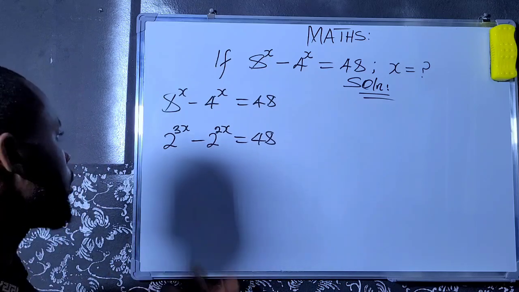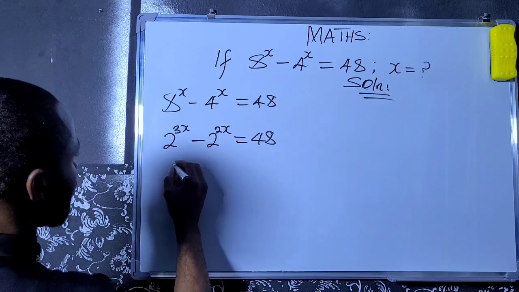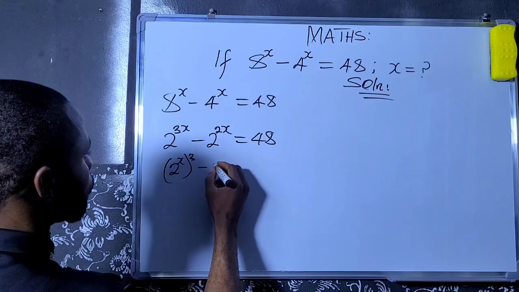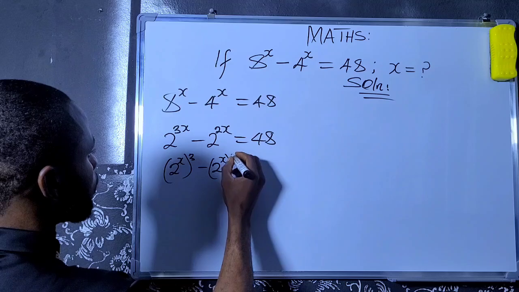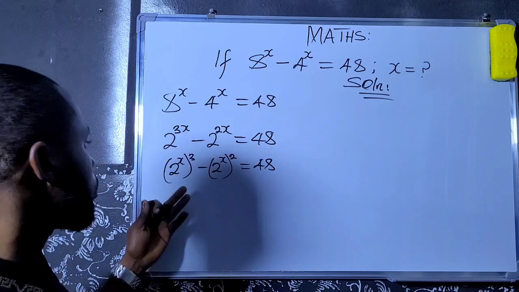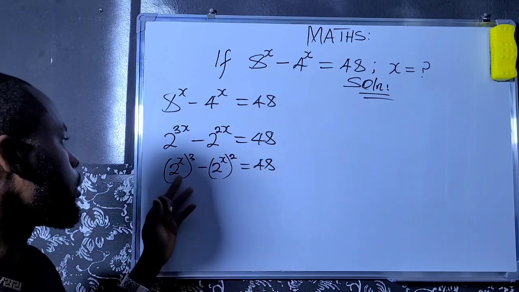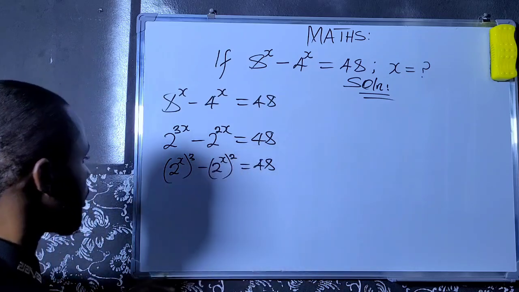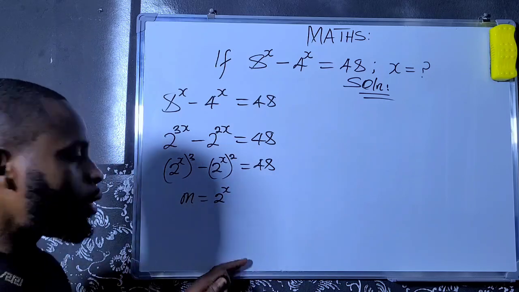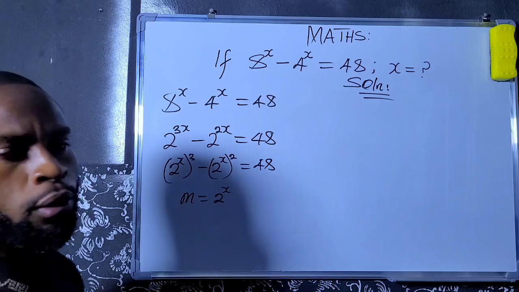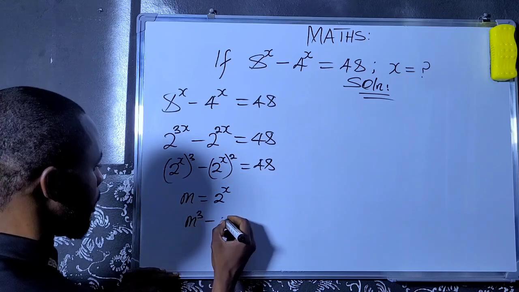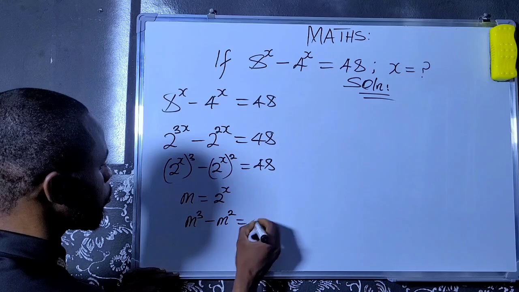Then this can also be expressed as 2 to the power of x, to the power of 3, minus 2 to the power of x, to the power of 2, equals 48. Now, we are going to assign a variable to represent 2 to the power of x. Let's say m equals 2 to the power of x. That is, wherever you see 2 to the power of x, you substitute m. In that case, the equation becomes m to the power of 3 minus m to the power of 2 equals 48.